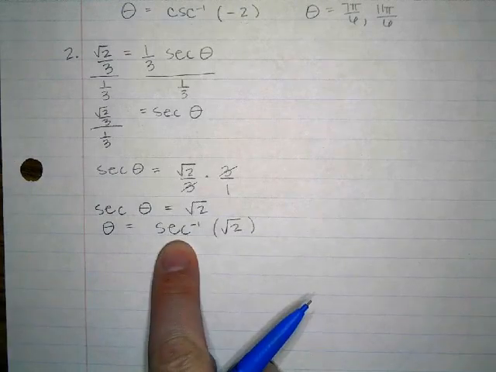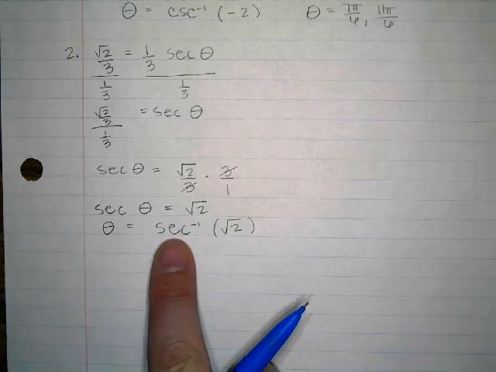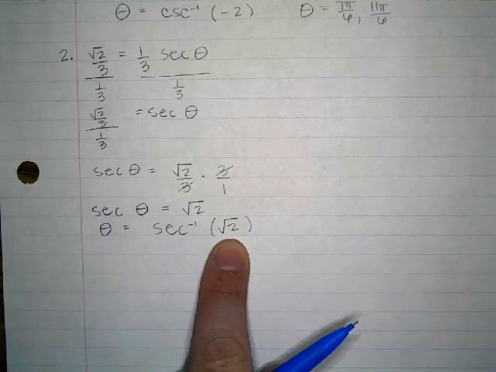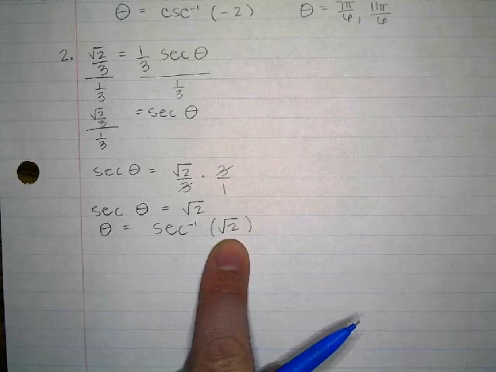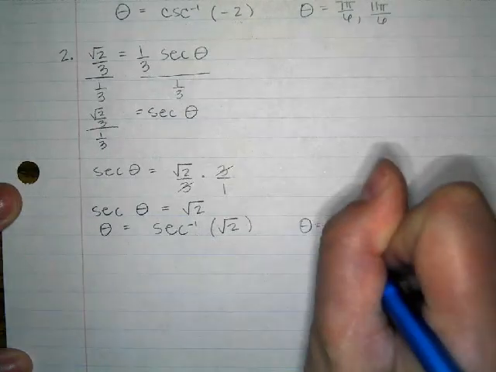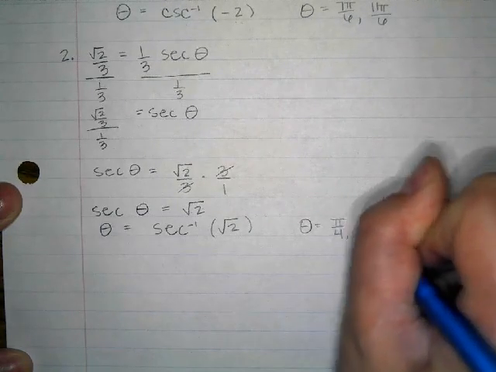And secant corresponds to which trig function? Cosine. Cosine is which coordinate? The x-coordinate. So we're looking at the x-coordinate, and √2 is the flipped version of what fraction? √2/2. It's the flipped version of √2/2. So we're looking on the unit circle for an x-coordinate of positive √2/2. π/4 and 7π/4. Okay.